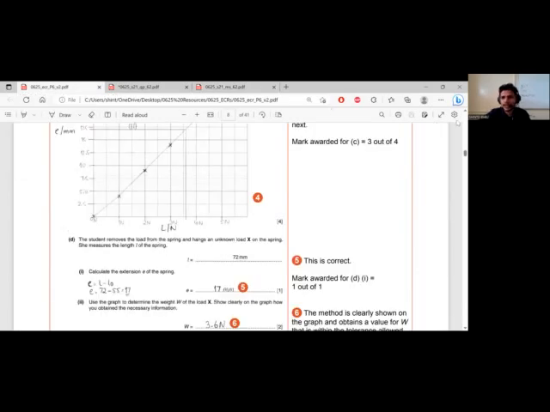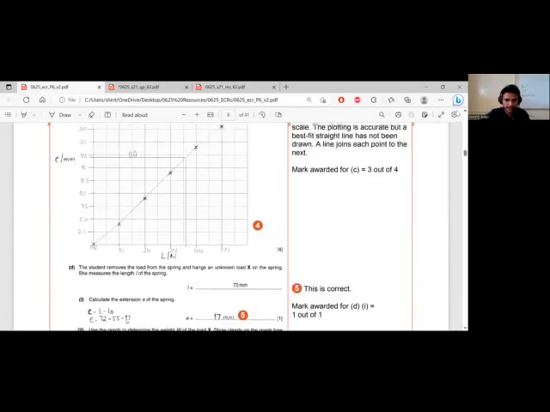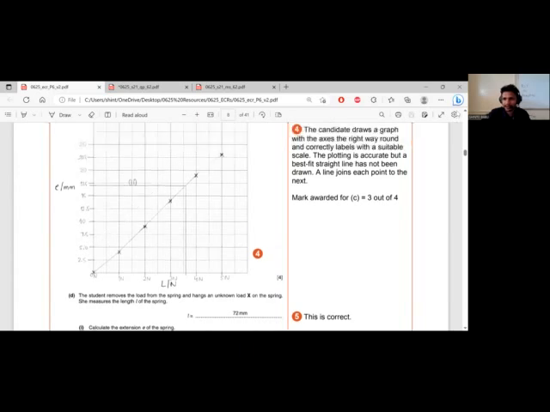For instance, look at this candidate's response here. Label done, scale properly chosen, then all the points are marked, everything looks fine, but the student was awarded only 3 marks. The reason is that you can see this is not a single straight line. It is as if these 2 points are connected using a straight line.